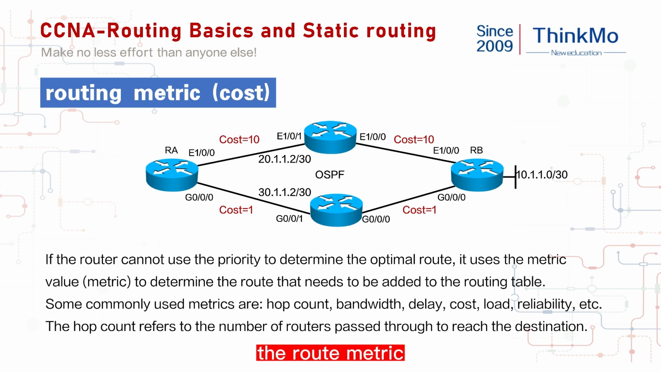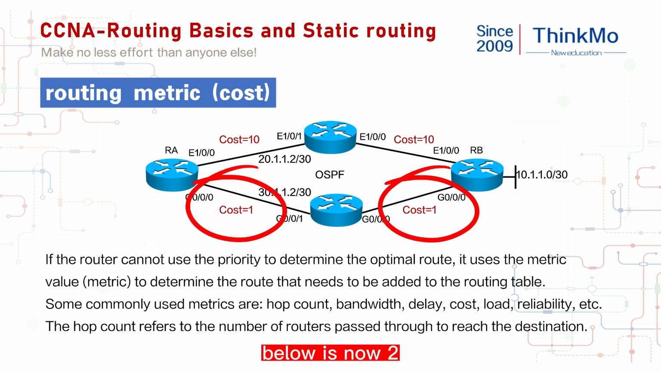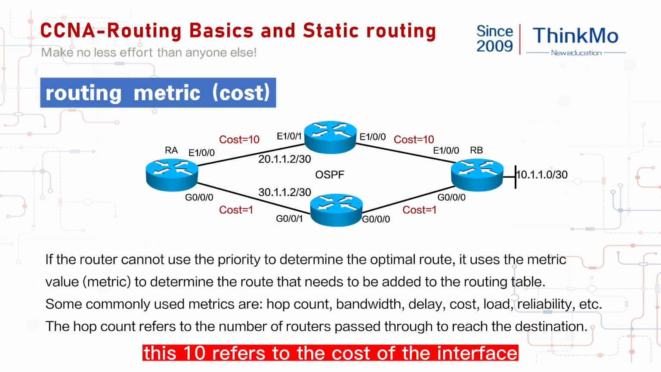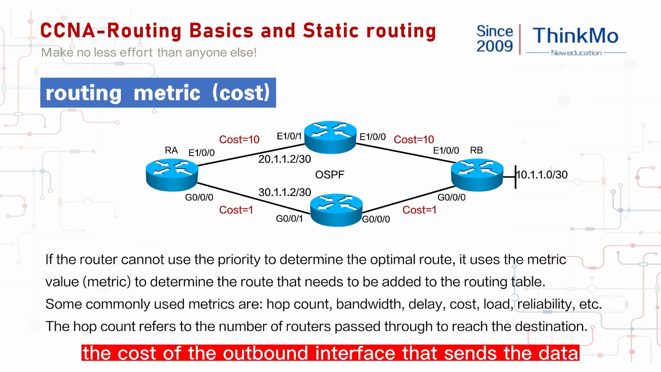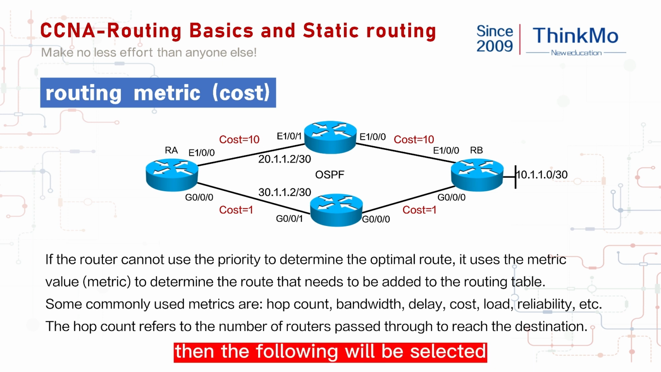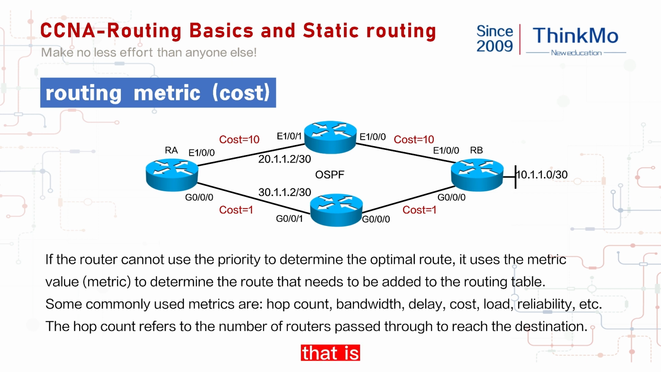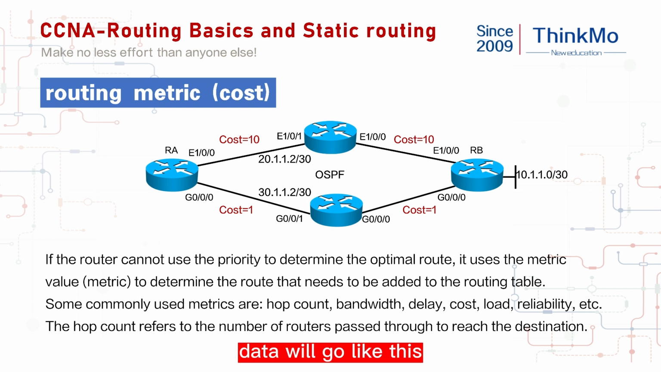The route metric is also smaller. Above is now 20: 10 plus 10 equals 20. Below is now 2: 1 plus 1 equals 2. This 10 refers to the cost of the interface, and OSPF calculates the cost of the outbound interface that sends the data and accumulates it. Now the top is 20, below is 2. Then the following will be selected, that is, choose the one with a small cost value. Data will go like this.